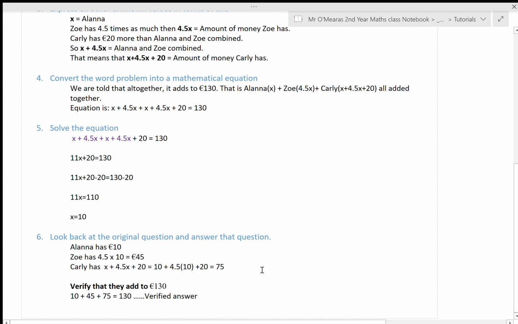And then you just quickly verify that they all add up to 130. So you have 10 plus 45 plus 75 is equal to 130. So you've verified your answer, and you've solved the problem. Okay.